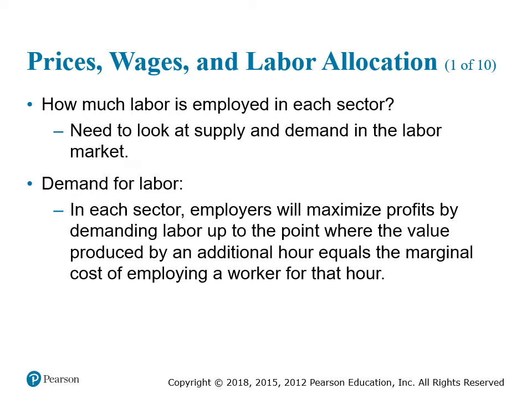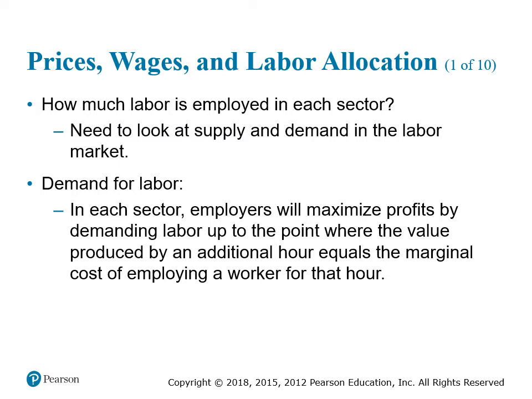So which factor decides how many people will work in the food industry and how many will work in the cloth industry? It's basically determined by the prices of these two goods, the amount of wages that the labor receives, and some other factors that we will cover. The first point is how much labor is employed in each sector.